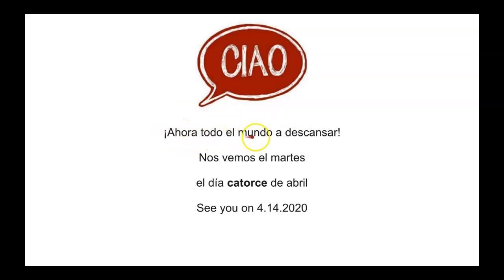Ahora todo el mundo, everybody, ahora todo el mundo a descansar. Okay, everybody have a rest from Spanish now. I'm super proud of you guys for sticking with me and sticking with it during this strange epic that we're living. But super impressed with my 8th graders, and I'm really appreciative of you guys as well. So I'm looking forward to this break, but I'm also looking forward to getting back and welcoming you back to the virtual classroom so that we can continue to learn some good Spanish.